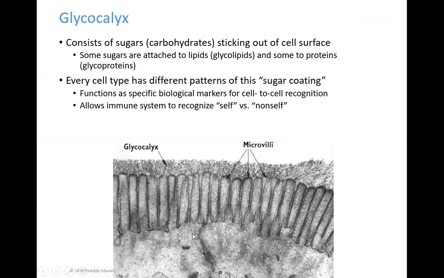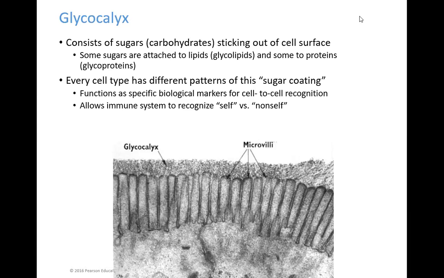Now, I want to take a few minutes and explain the glycocalyx here. I can't emphasize enough just how important the glycocalyx structures are to us. These are what we refer to as antigens. The glycocalyx structures are the antigens that identify us as self.